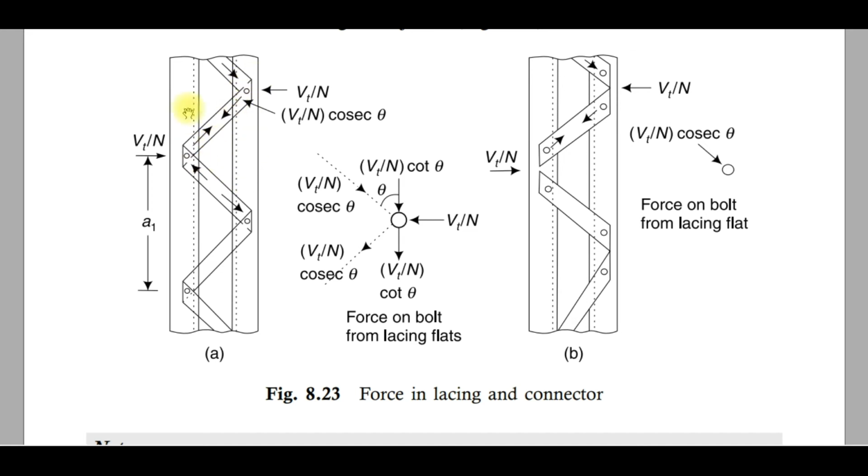Actually, if it is a proper compression member, this column, then theoretically there should not be any lateral force. But at the actual site, what happens? There are some lateral forces which act on a structure, like wind force and earthquake force. So we should consider some lateral force in the design. Otherwise, the structure you design will not serve the purpose in case of actual demand. So today we will see how to connect this lacing with the sections.